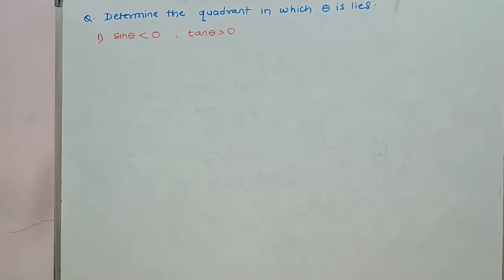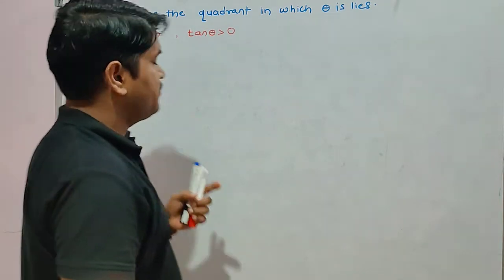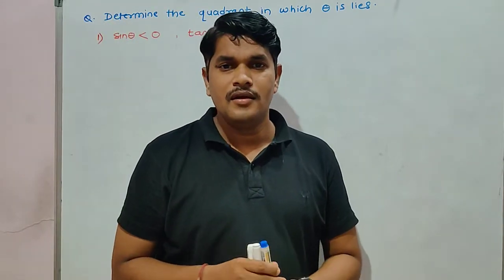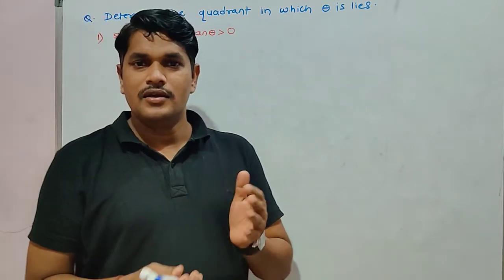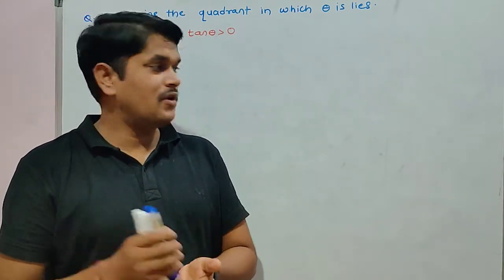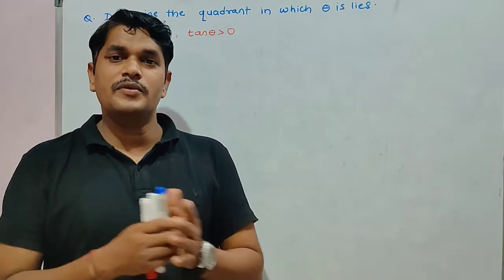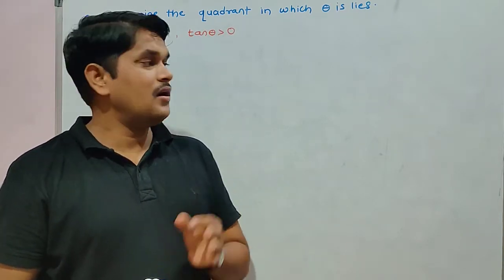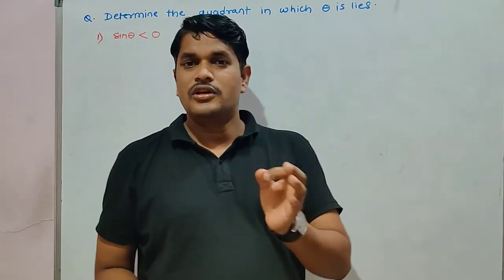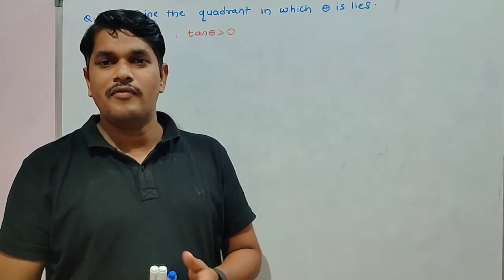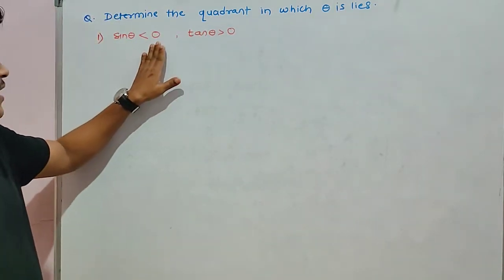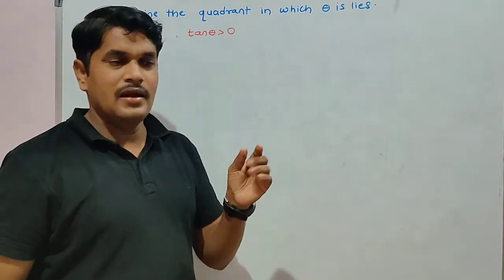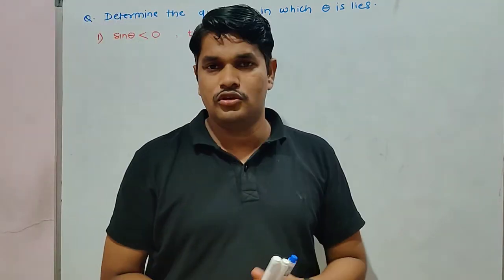Next one. Okay, so now we start with another question. Determine the quadrant in which theta lies. Here we have to find the quadrant in which theta lies. आपल्याला आता या क्वेश्चन मध्ये थीटा कुठल्या क्वाड्रंट मध्ये असणार आहे हे फाइंड आउट करायचं. So the first one is sin theta is less than 0 and tan theta is greater than 0.